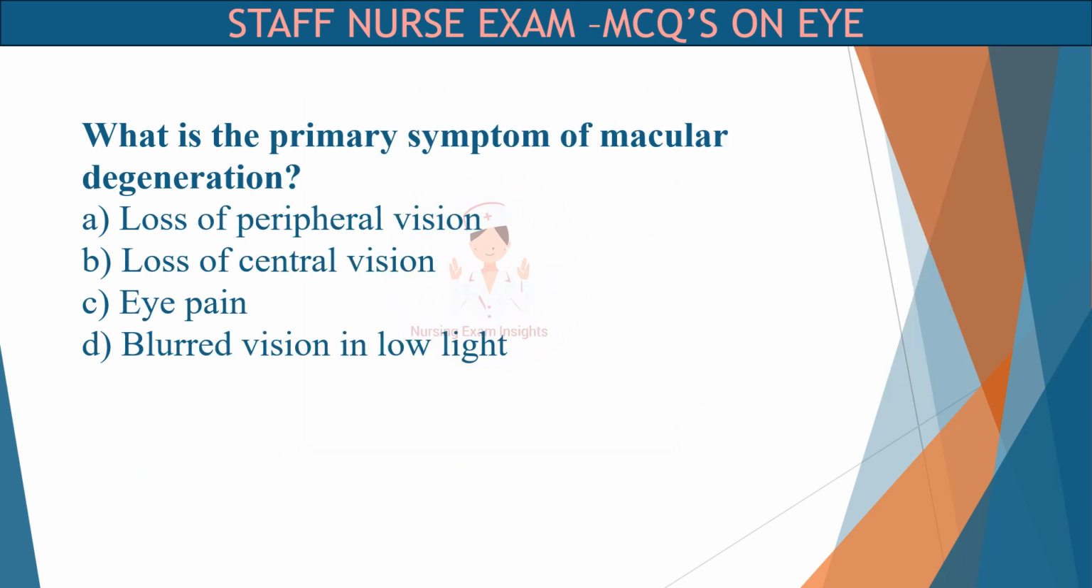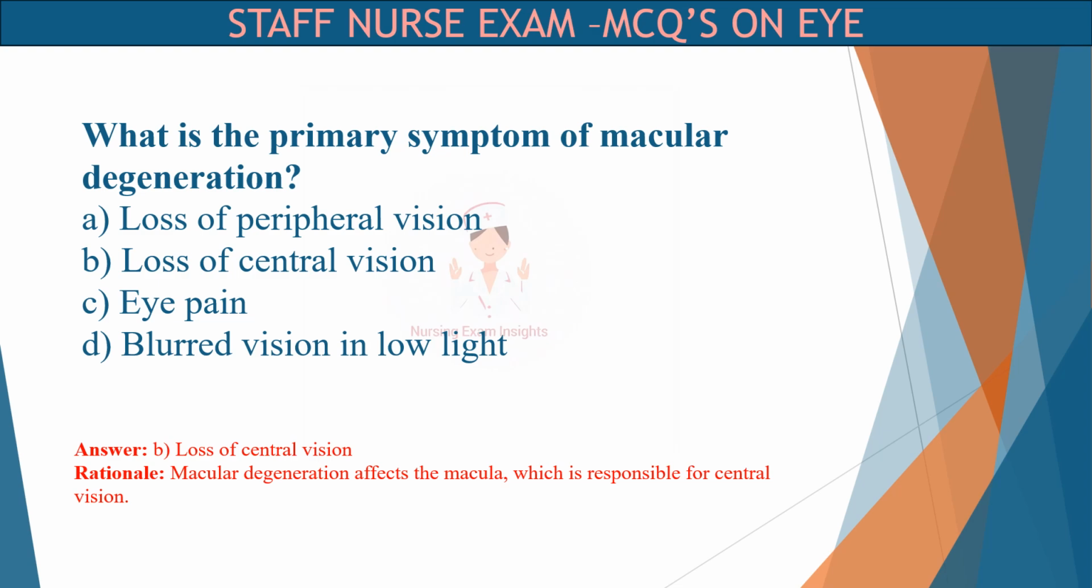What is the primary symptom of macular degeneration? The options are A. Loss of peripheral vision, B. Loss of central vision, C. Eye pain, D. Blurred vision in low light. The right answer is B. Loss of central vision.